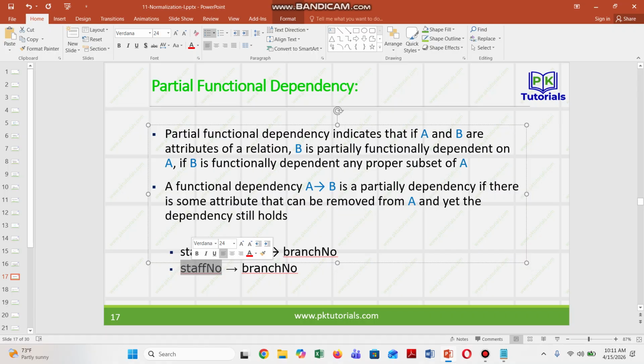That is the definition of functional dependency: for each value of A, there will be only one value of B. In partial functional dependency, there are multiple attributes on the left side, and the basic concept is that if you remove either of those attributes, the dependency will still hold. So this is partial functional dependency.